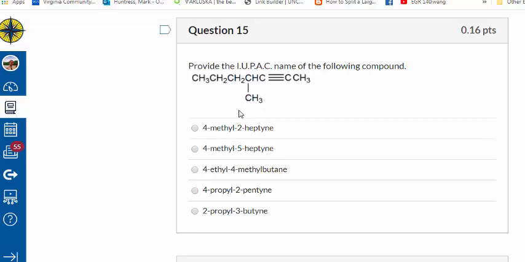Okay, so we got 2 of those still. Yeah, the thing is, this is a methyl, not a propyl. Propyl would have 3 carbons, so we can eliminate the 4th one and go with A here.